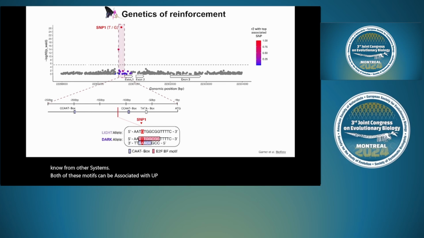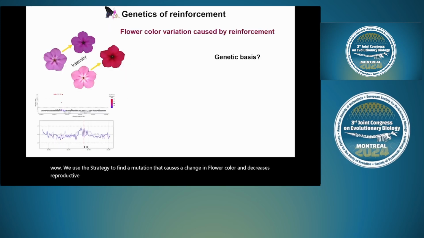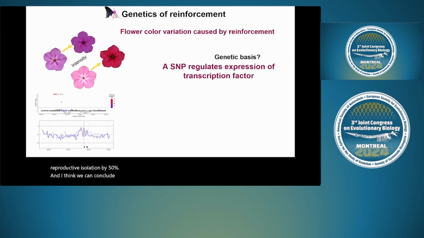So this was really exciting. I feel like, wow, we used this strategy to find a mutation that causes a change in flower color and decreases reproductive isolation by 50%. And I think we can conclude that, yes, this huge change in reproductive isolation can, in fact, be due to a single nucleotide polymorphism changing one trait.